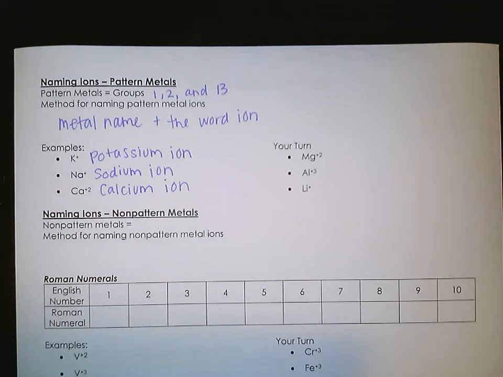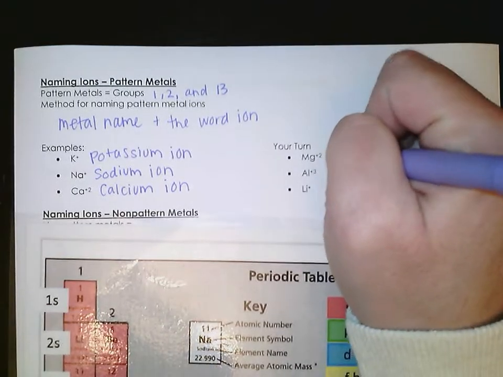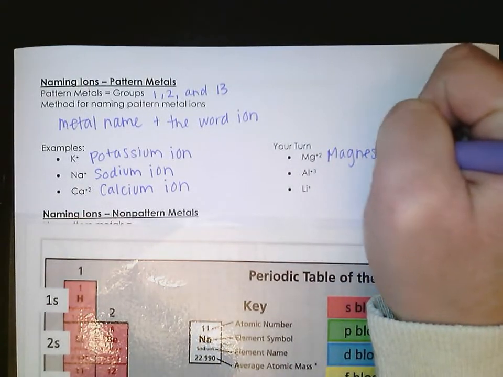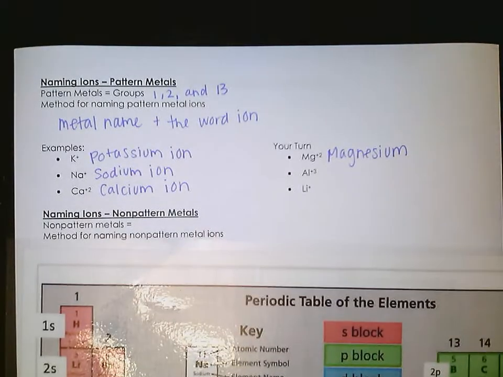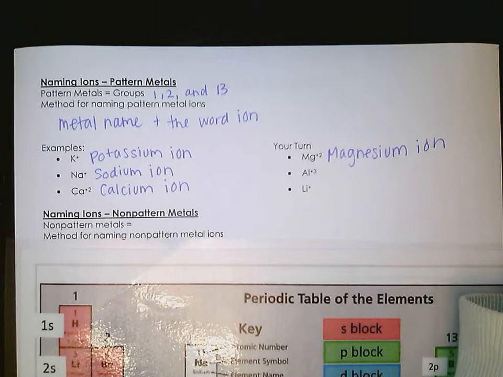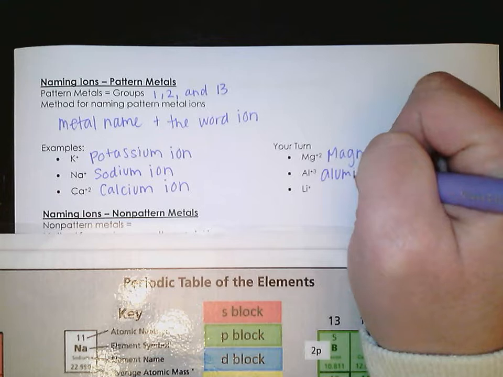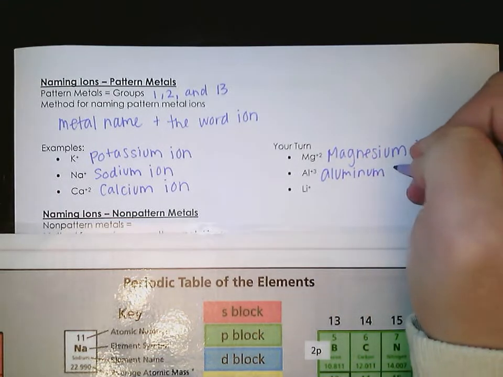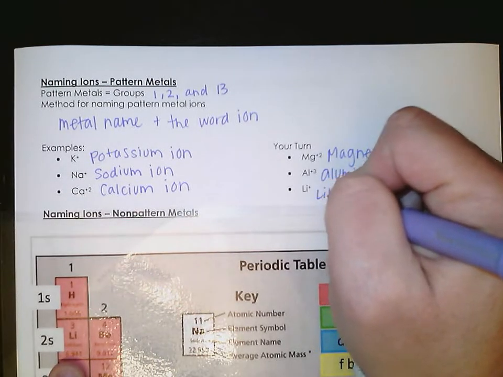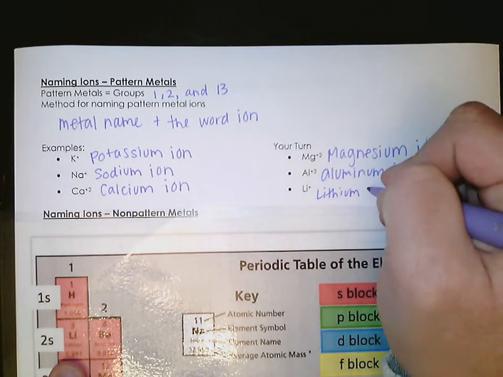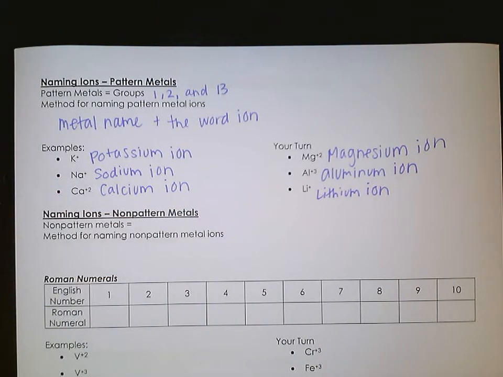Okay, let's take a look at those. So Mg right here, that's magnesium. It's in group 2, so we can still just use that same naming. So magnesium ion. Al over here, aluminum, name on that, ion. And Li right here is lithium. And it's a charged particle, so we're going to put ion. That seems easy enough, right?